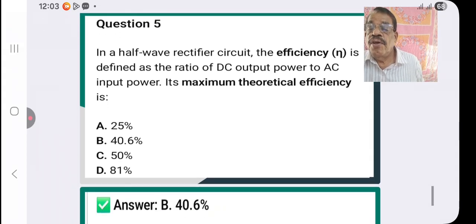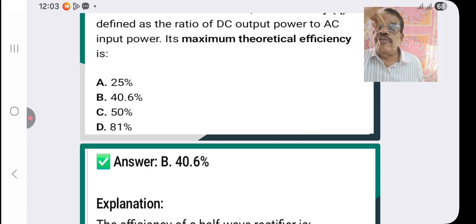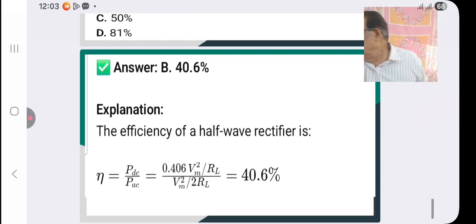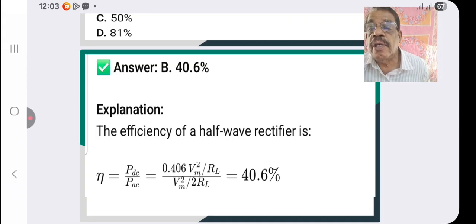That is 40.6. For a full-wave rectifier it is 81.2, and for a half-wave rectifier the maximum efficiency is 40.6. Answer: 40.6%. Explanation: the efficiency of a half-wave rectifier, eta, is PDC by PAC, that is DC power output by AC power input, that is 0.406 Vm square by RL by Vm square by 2RL, that is 40.6%.